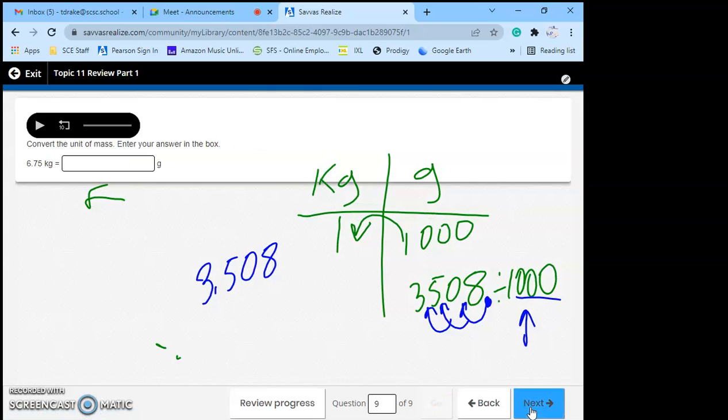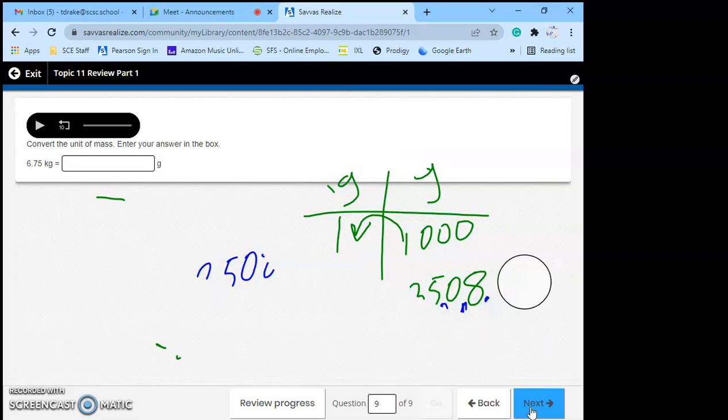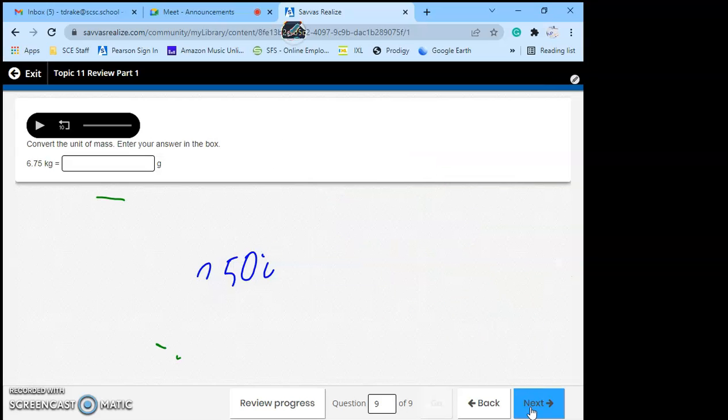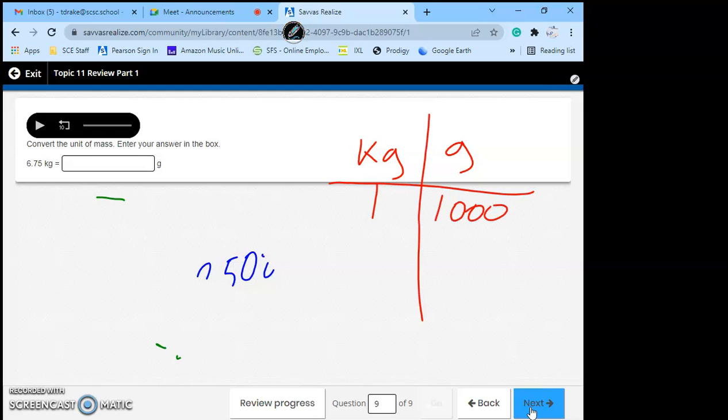Last one, number 9. Convert kilograms to grams. Well, that sounds familiar. 1 kilogram is 1,000 grams. What did they give us? 6.75 kilograms. How do we get from 1 to 1,000? Times 1,000. How can I take 6.75 times 1,000 pretty easily?